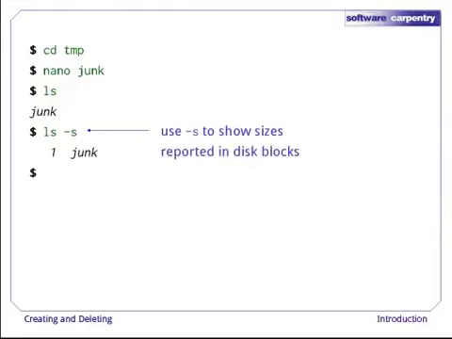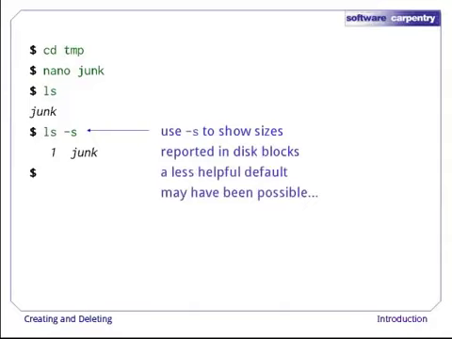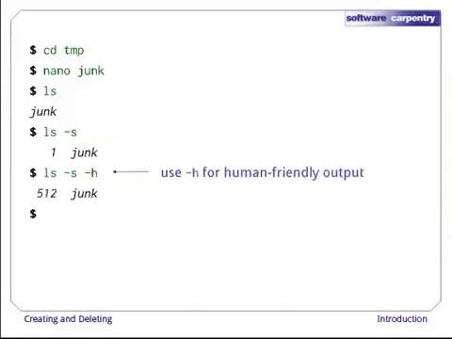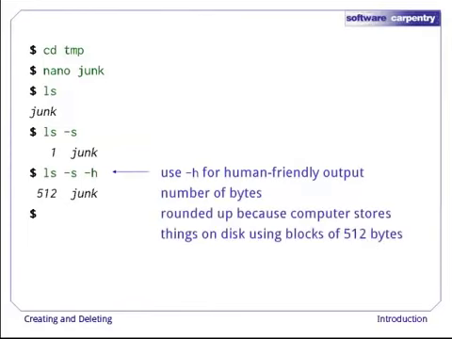Running ls with the -s flag shows us how large things are. Unfortunately, by default Unix reports sizes in disk blocks, which probably isn't the most helpful option imaginable. If we add the -h flag, ls uses more human-friendly units for its output. Here, 512 is the number of bytes the file takes up. This is more than we actually typed in because the computer rounds sizes up. The smallest unit of storage on the disk is typically a block of 512 bytes.